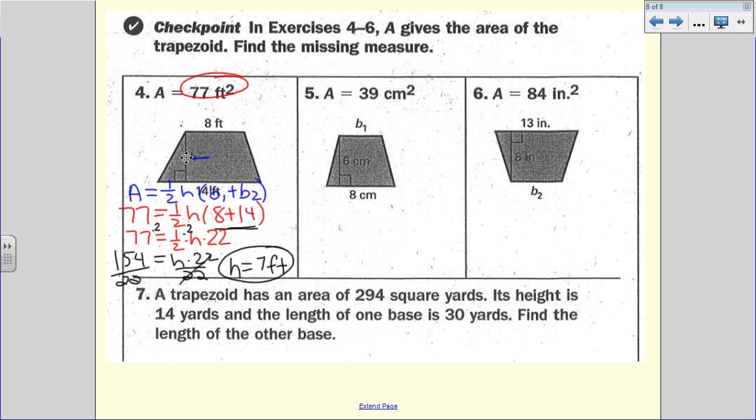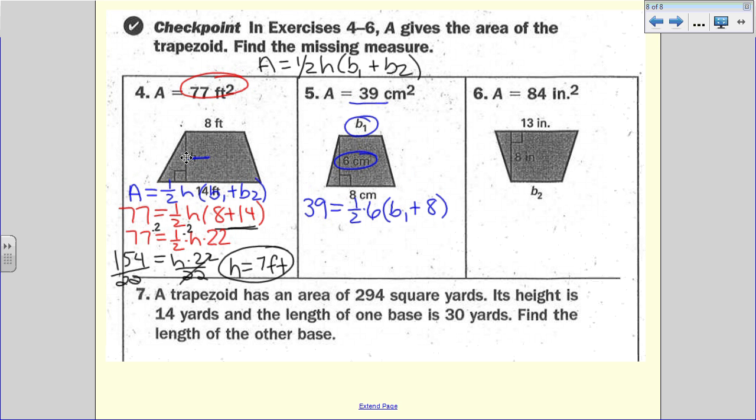So let's take a look at what it looks like when we're solving for base 1. I'm going to take area equals, so 39, I'm plugging that in for area, equals 1/2 times the height, which is 6, times base 1 plus base 2. So I'm plugging in what I know from that area formula: area equals 1/2 times the height times base 1 plus base 2.